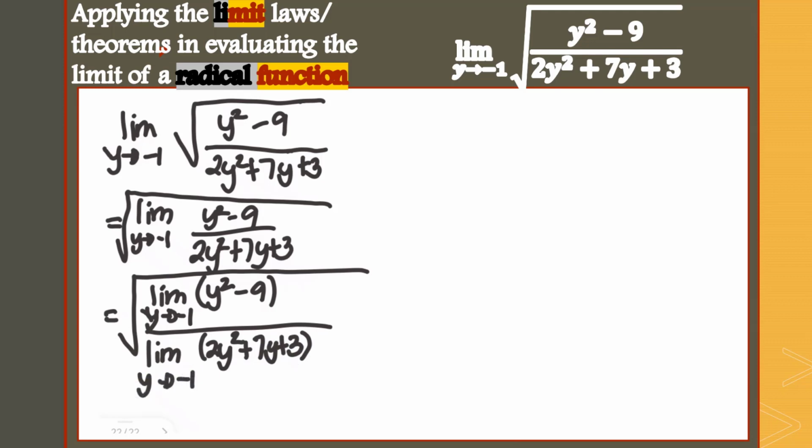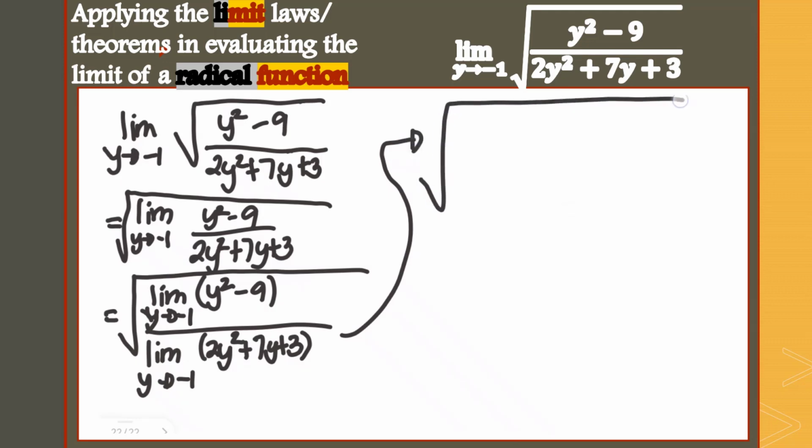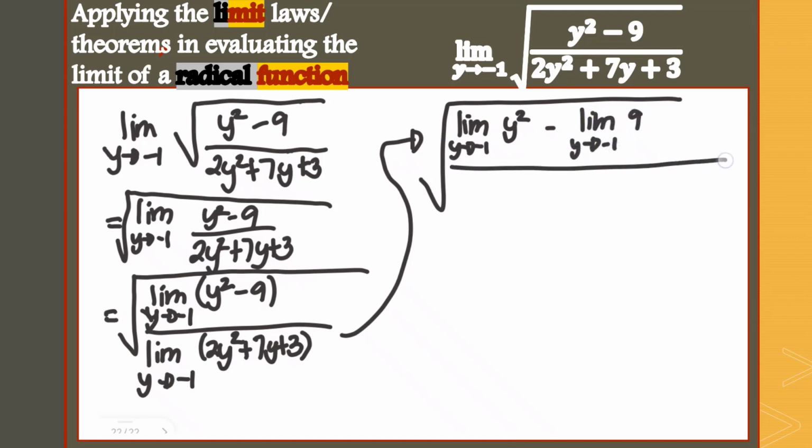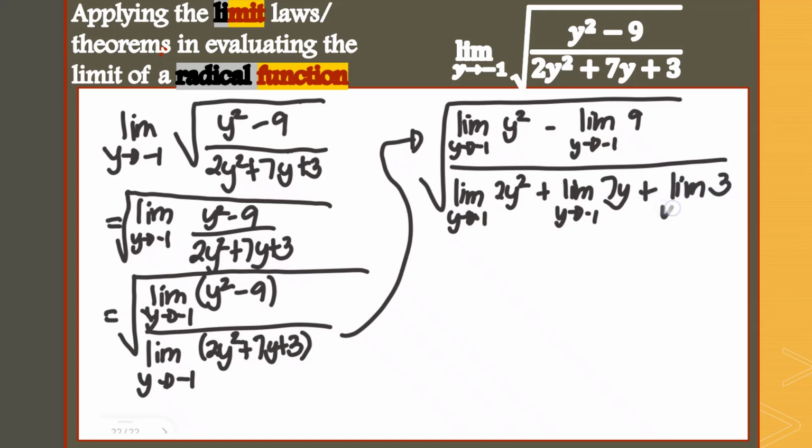Then we apply the other limit theorems, specifically product, sum and difference, and power. For the numerator, you have the limit of y squared as y approaches -1 minus the limit of 9 as y approaches -1, over, for the denominator, the limit of 2y squared as y approaches -1 plus the limit of 7y as y approaches -1 plus the limit of 3 as y approaches -1. Then just simply apply the power and the product.